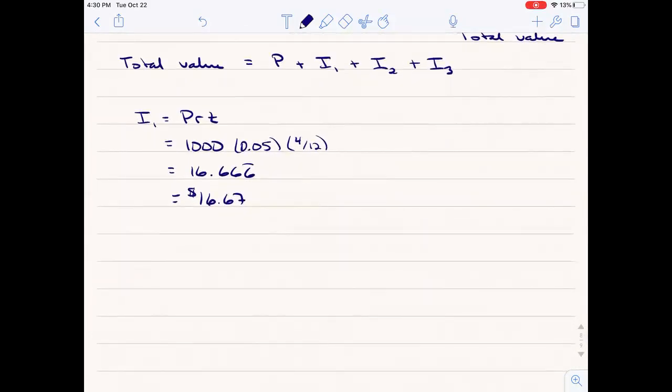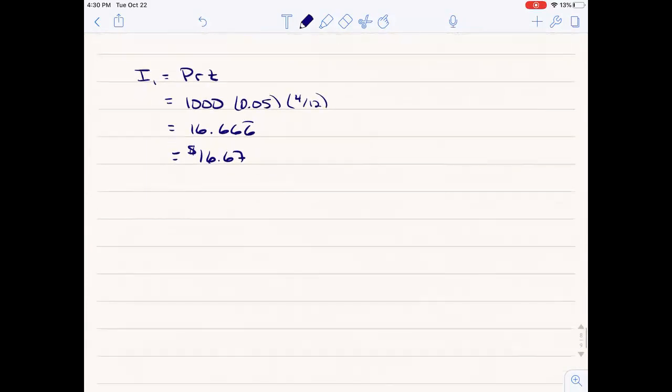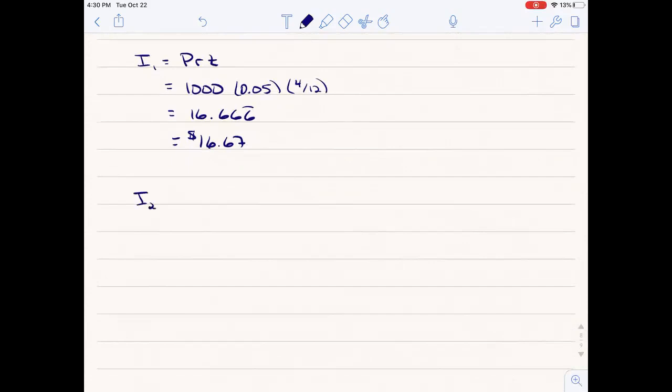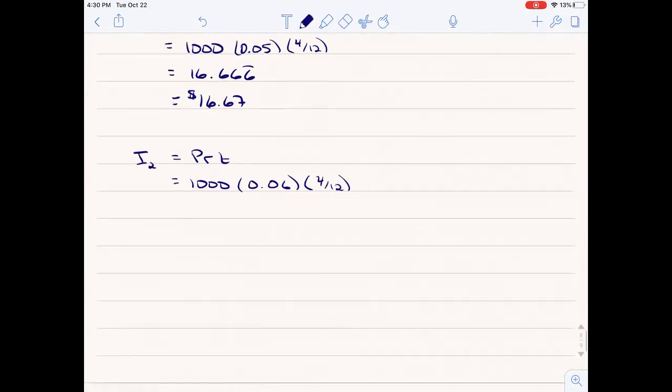So that's the amount of interest after the first 4 months that I've earned. After the next 4 months, I2 is PRT, which is 1,000 times R, which is 0.06 now, times T, which is still 4 over 12. Oops, it's a different 4 over 12, but same either way. 0.06 times 4 divided by 12 times 1,000 is 20 even.